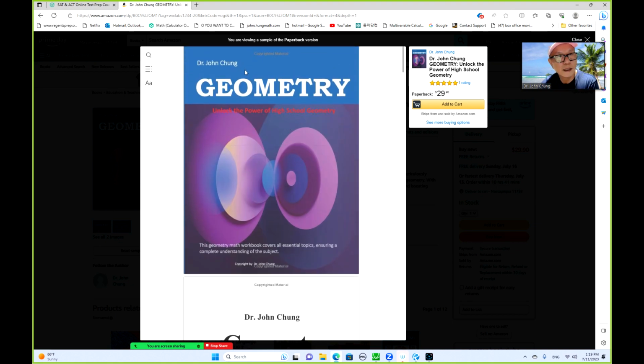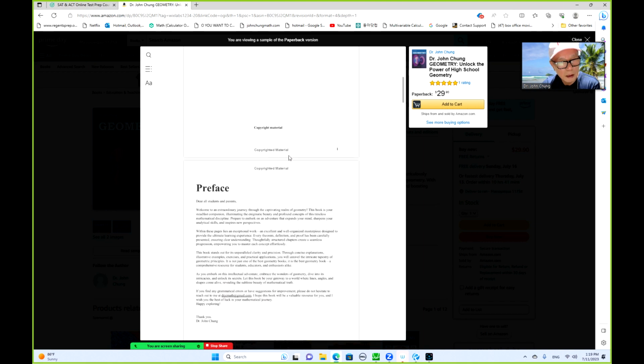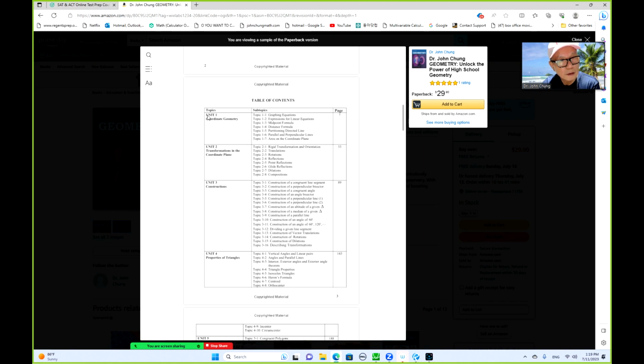So maybe we can see the content we just finished over here, unit 1, coordinate geometry. The next week we start this one, transformation in coordinate. Construction, we're gonna have a little about this one. It takes too much time. I'm not gonna spend too much time on this one, because the book has very good steps and directions there. So we're going into properties of triangles. Okay, all right. That's what I want over here.